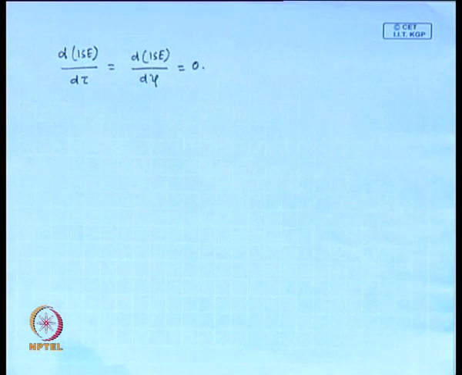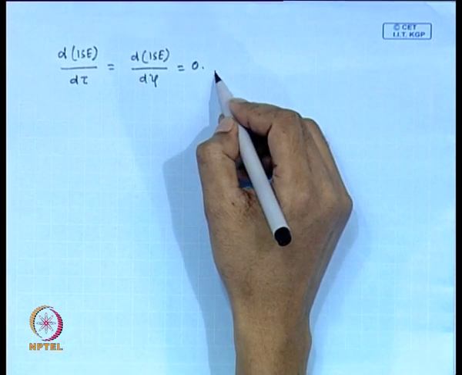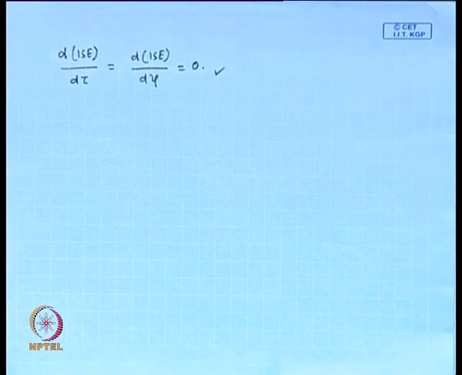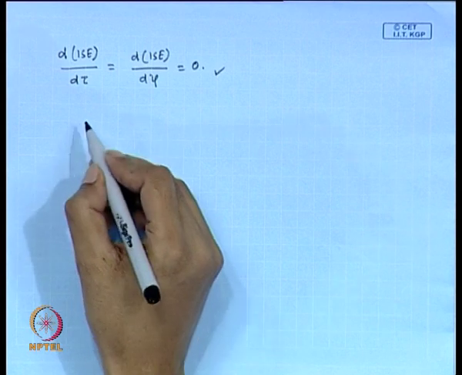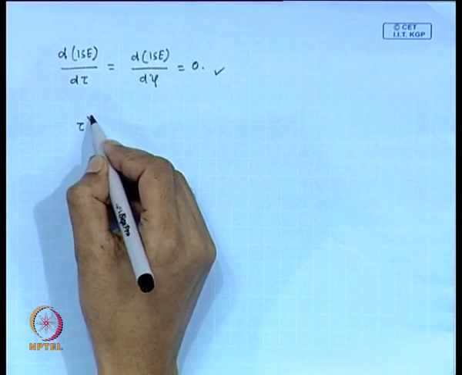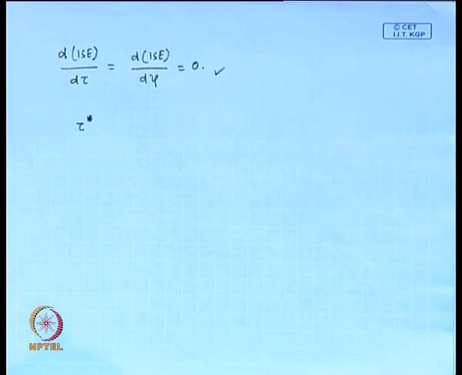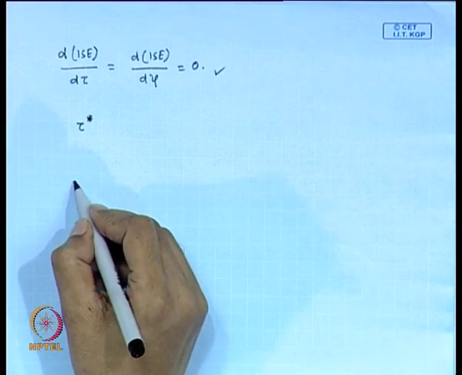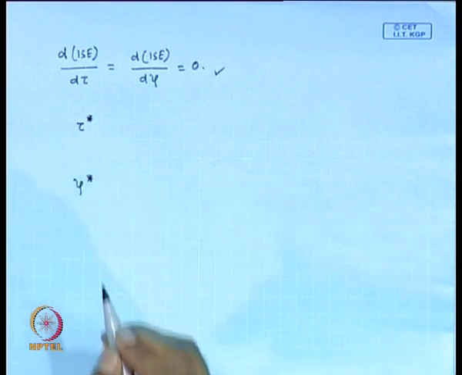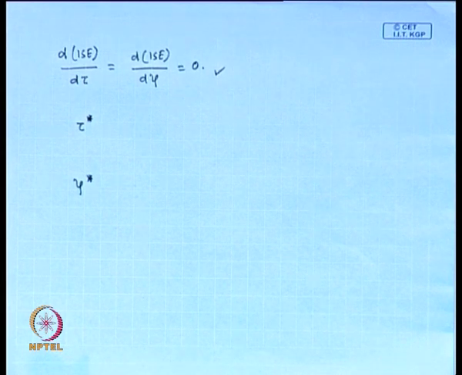Fine. If we minimize the ISE with respect to tau and zeta, we will get the optimum values of tau and zeta. Suppose these optimum values are tau star and zeta star. Fine.